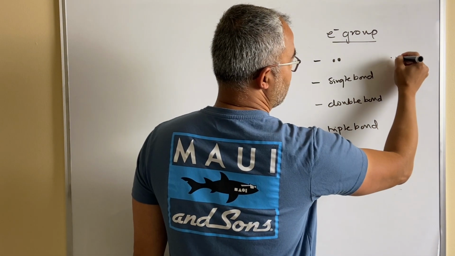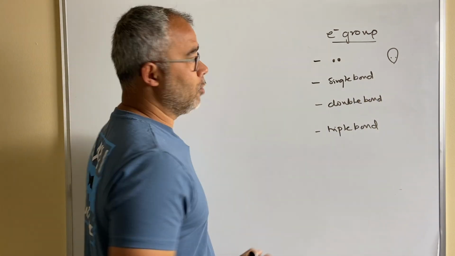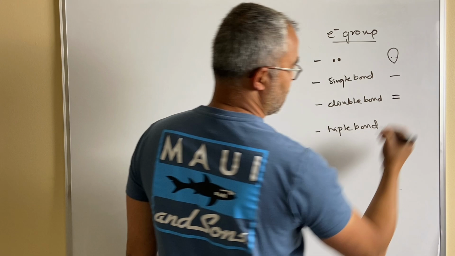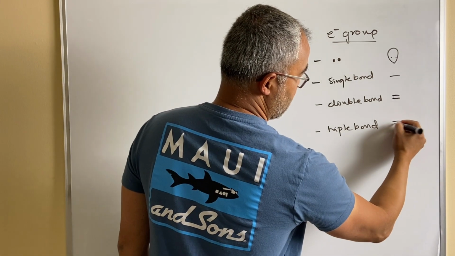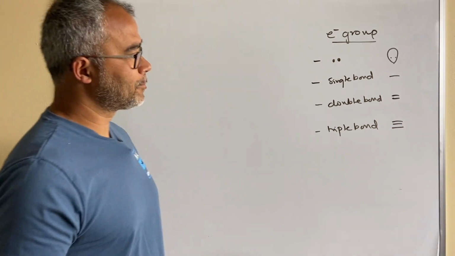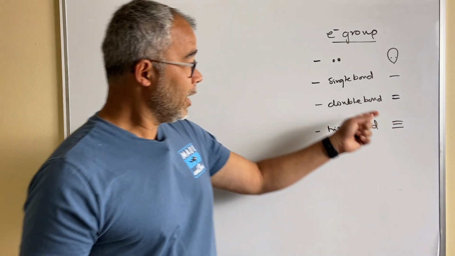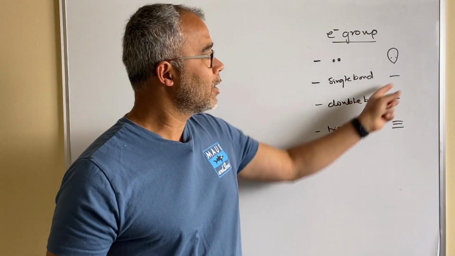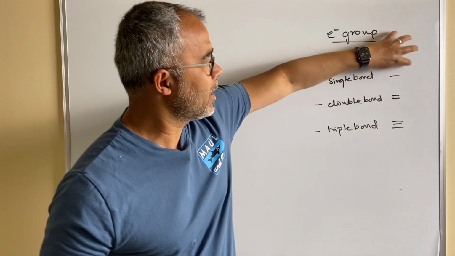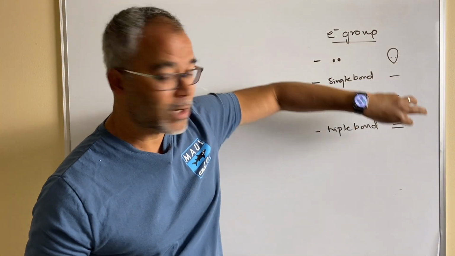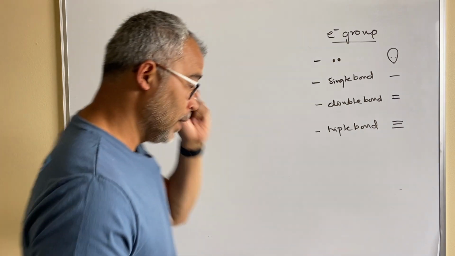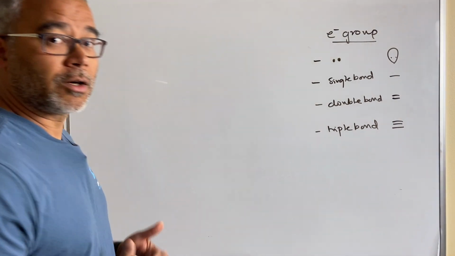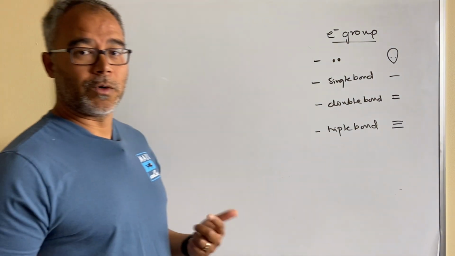The lone pair is typically denoted like this in a lobe. A single bond is denoted with a single line. A double bond is denoted with a double line, and a triple bond is denoted with a triple line. Pay close attention. Each of the lines is not an electron group. The whole thing is an electron group. So that's one electron group, that's another one, and that's another one. In terms of electron groups, there are essentially 5 categories we're looking at.